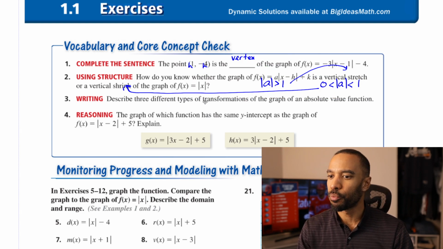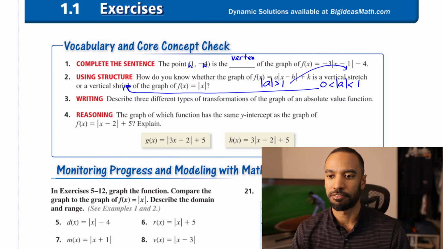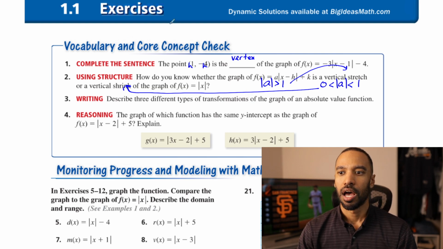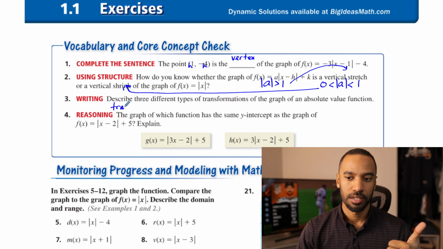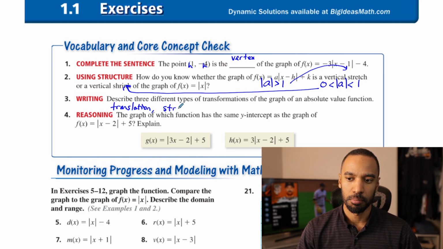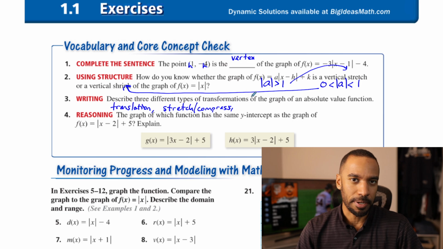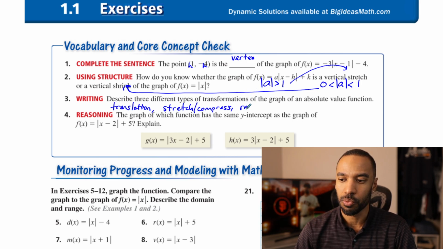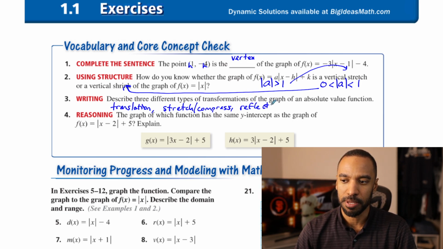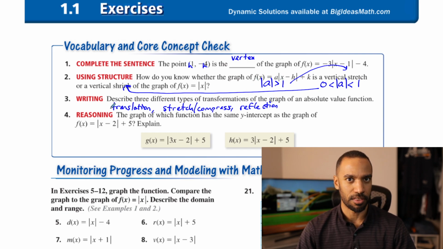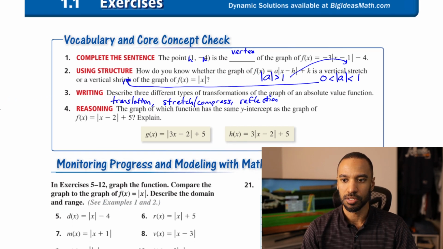And number 3, describe 3 different types of transformations of the graph of an absolute value function. There's translation. There's stretch or compression. I prefer to say compress instead of shrink. Hopefully you know what I mean. So it compresses, and it's fine either way what you say. And then there's a reflection. If the graph becomes negative, if the a is negative, then the graph goes upside down. So those are the 3 transformations.